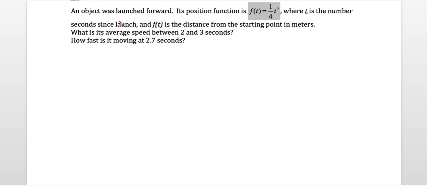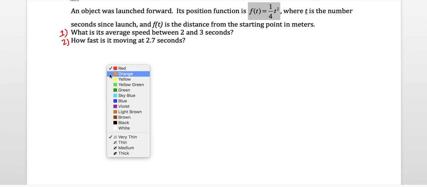An object was launched forward. Its position is given by the following function, where t is the number of seconds since launch, and f of t is the distance from the starting point in meters. What is the average speed between 2 seconds and 3 seconds? So let's number these questions so we can refer to them easily.